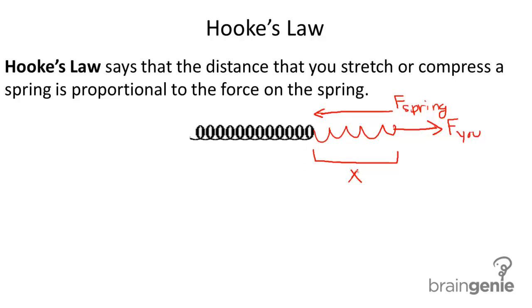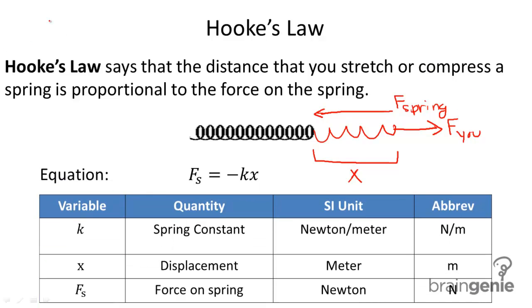So we say that the distance that you stretch the spring, for small distances of course, is proportional to the force that you apply on the spring and in turn the force that the spring applies on you. Remember, these are action-reaction pairs, so these are going to be equal. Here's the formula for Hooke's law. It's Fs, or force of the spring, equals negative Kx.